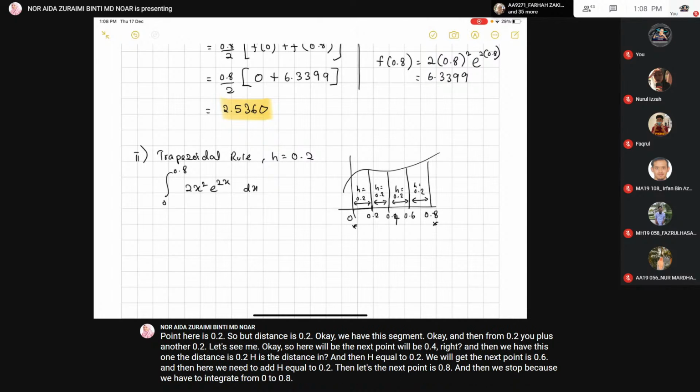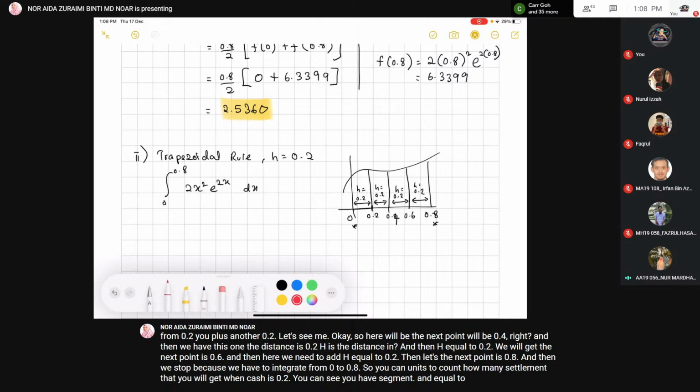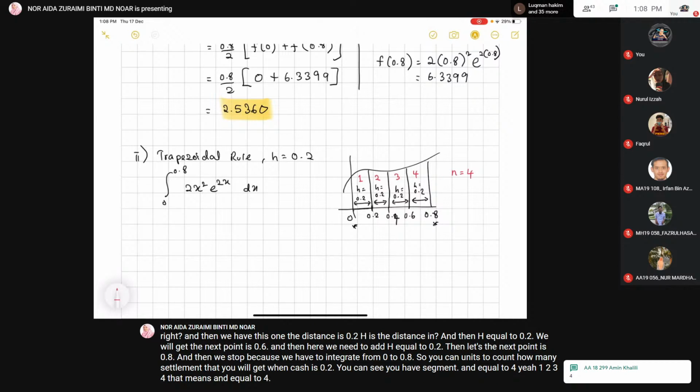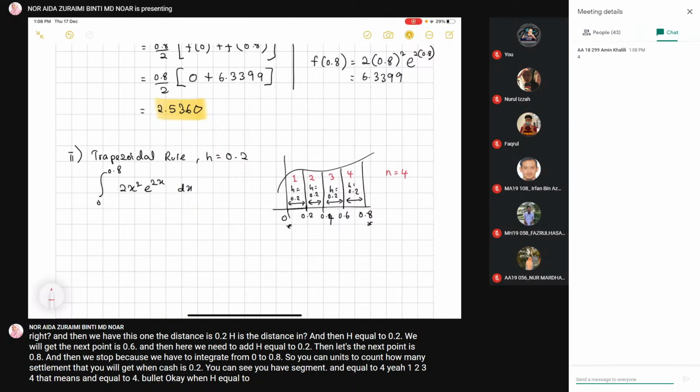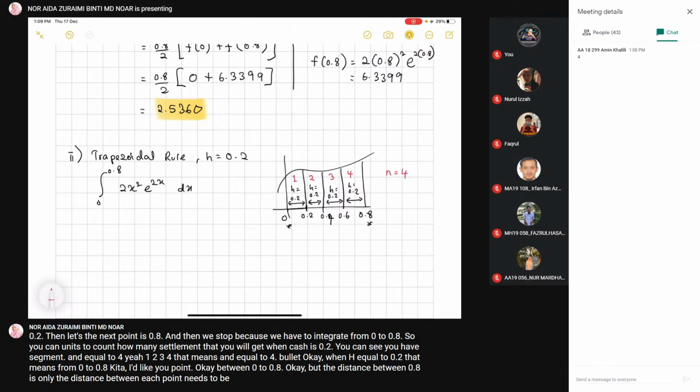Okay, so you need to count how many segments you will get when h is 0.2. How many segments? n equal to? 4. Yeah, 1, 2, 3, 4. That means n equal to 4. When h equal to 0.2, from 0 to 0.8, we have more points. The distance between each point needs to be 0.2. Okay?